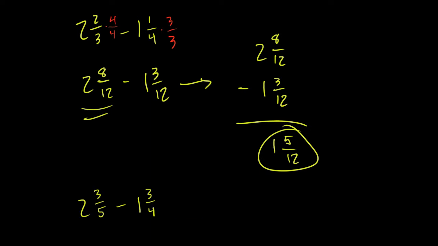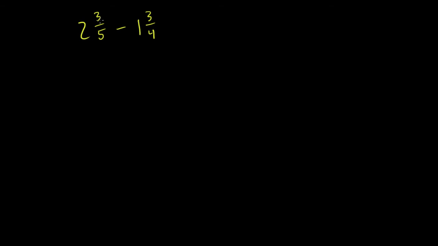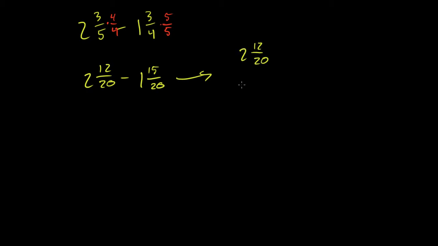Let's try another one. The next example, we're going to subtract 1 and 3/4 from 2 and 3/5. So again, we'll convert the fractions to have a common denominator by just multiplying by the denominator from the other fraction. Now our fractions are 2 and 12/20, and I'm taking away 1 and 15/20. So I'm going to put them vertically. Remember, the first number comes on top, and I'm going to subtract the second number.